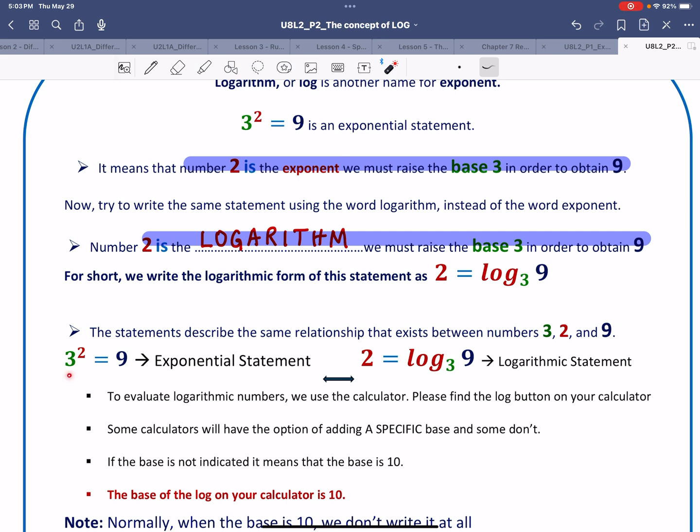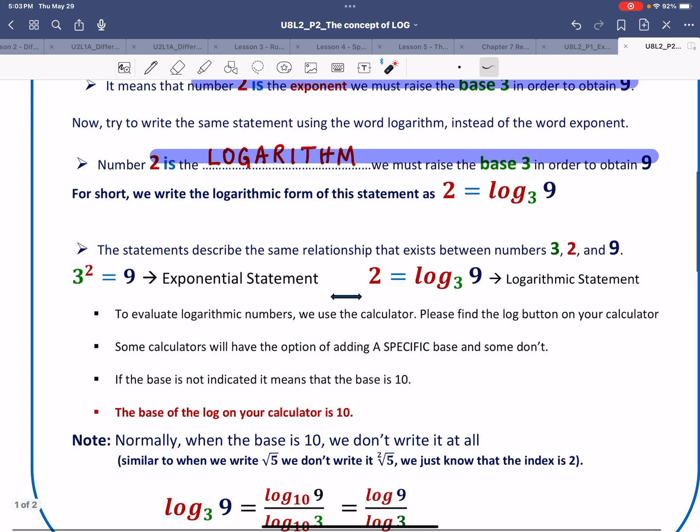So we call 3 raised to the exponent or to the power 2 equals 9 an exponential statement, and we call 2 equals log with base 3 of 9 a logarithmic statement. Now, to evaluate logarithmic numbers, obviously we're going to use calculators, and I'm going to ask you now to grab your calculator and try to find the log button on your calculator if you don't know it already.